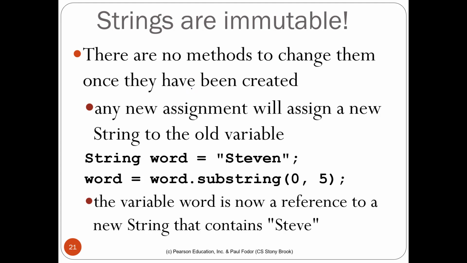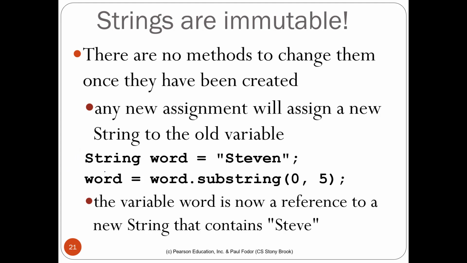Why so? Well, that's how Java has been created, and I believe that by keeping strings immutable, it makes Java even more efficient if you don't allow the strings to be changed. Immutable means it cannot be changed. So what will happen? Let's try to understand what we mean by string being immutable. Any assignment will assign a new one. Let's try to understand what is happening here.